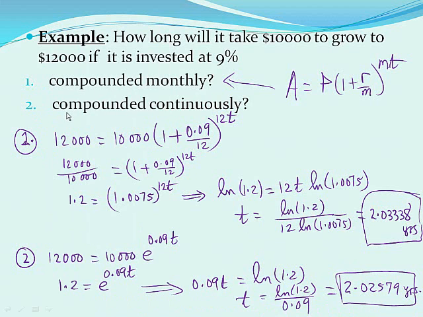In the second question, the compounding is continuous. So that means we need to use the formula A equal to P e to the power RT. So A is 12,000, P is 10,000, rate is 0.09. So this time we will get 0.09t equal to natural log of 1.2, taking logarithms on both sides. T equals log 1.2 divided by 0.09.